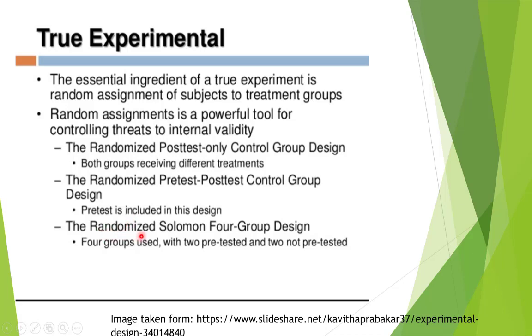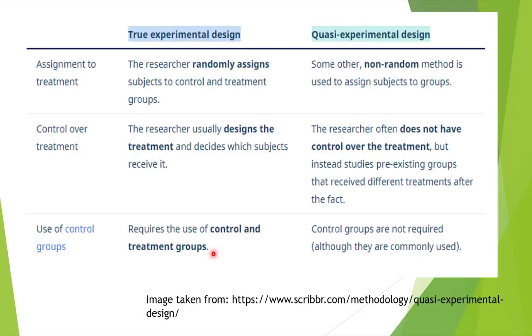The third is the randomized Solomon four-group design. So in this case, you will be dealing with four groups. Out of the four groups, two were pre-tested and two were not pre-tested. Then there is an intervention, and then we'll have the post-test.